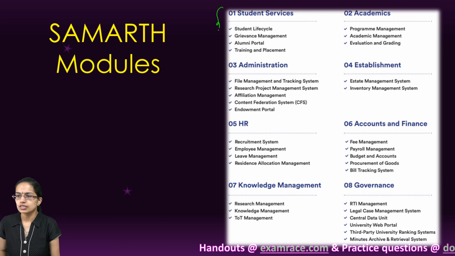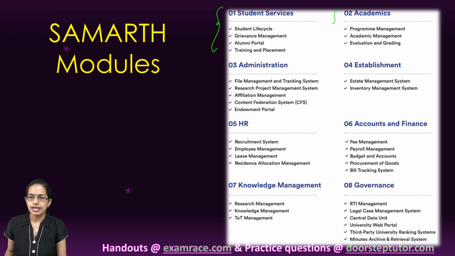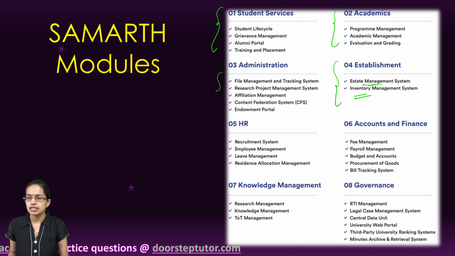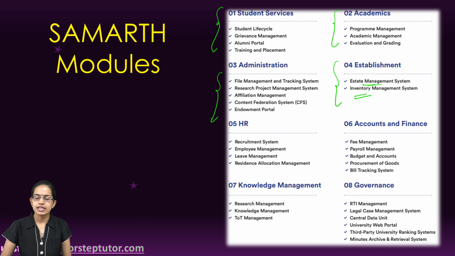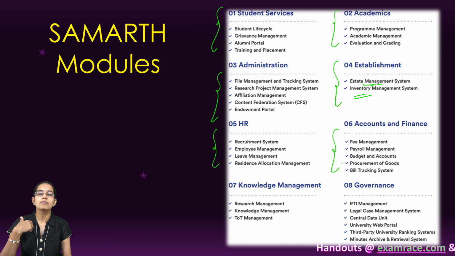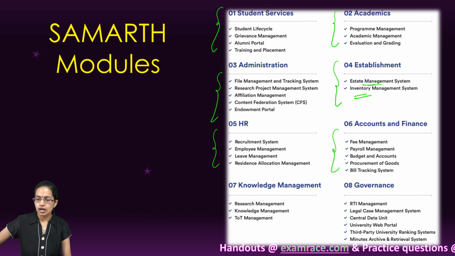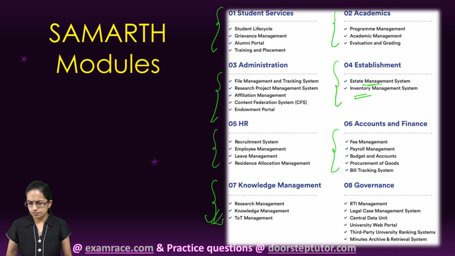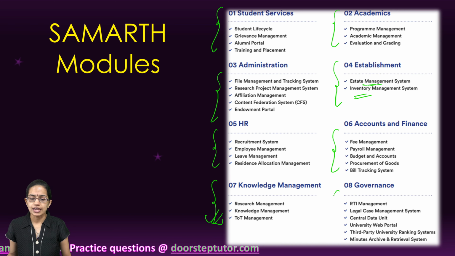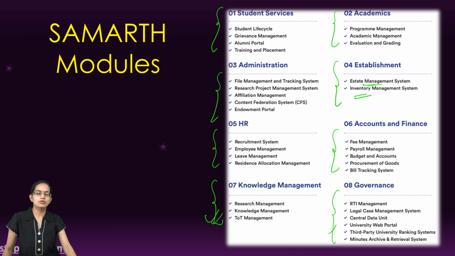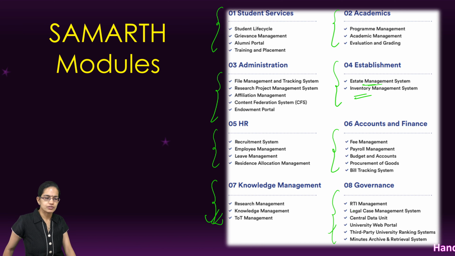The first focuses on student services, the next on academics, the establishment which talks about the inventory and the estate management, the next on administration, the affiliations, the endowments, the HR, the recruitment, the leave management systems, the fees, the payroll systems, the bill tracking systems related to accounts and finance, focusing on knowledge management, talking about knowledge and research, and finally the governance, which focuses on a university web portal, a third-party university ranking system, and the retrieval systems.